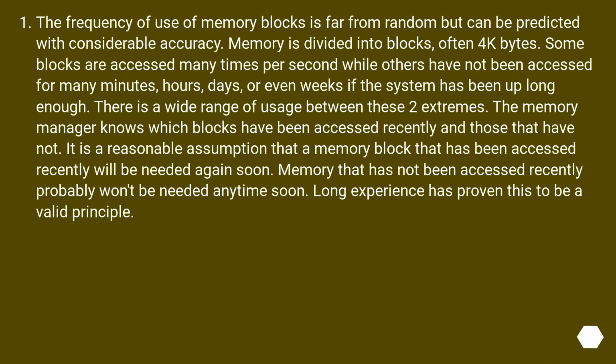The frequency of use of memory blocks is far from random, but can be predicted with considerable accuracy. Memory is divided into blocks, often 4K bytes. Some blocks are accessed many times per second while others have not been accessed for many minutes, hours, days, or even weeks if the system has been up long enough. There is a wide range of usage between these two extremes.